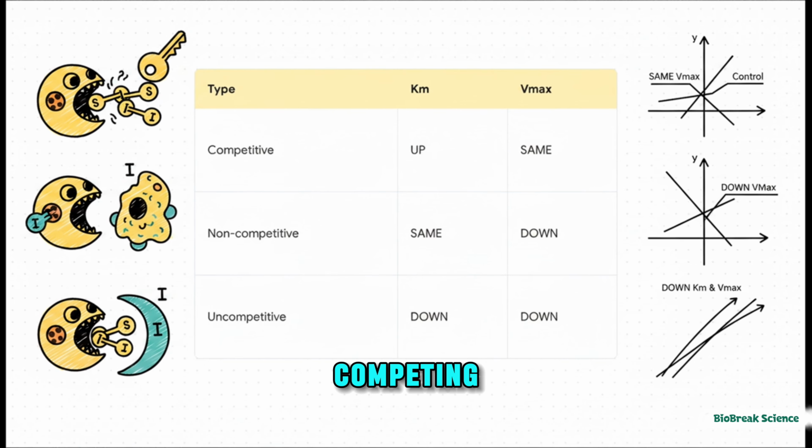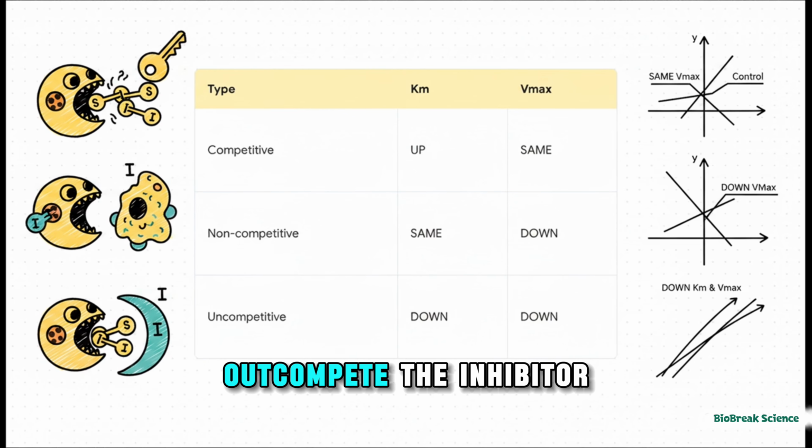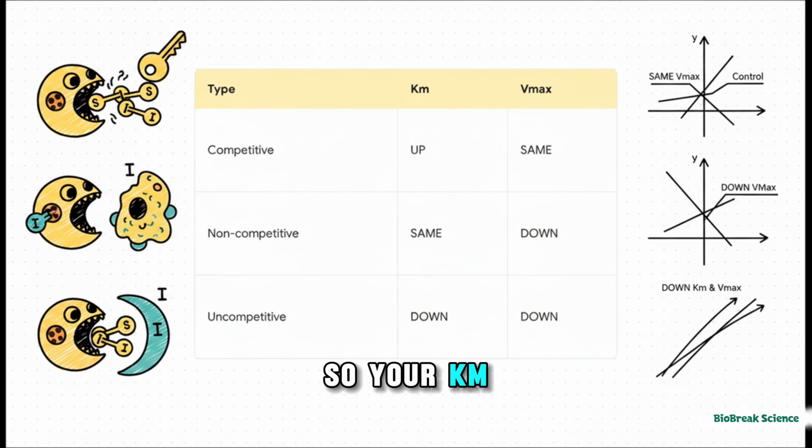Because they are competing, you need more substrate to eventually outcompete the inhibitor, so your Km goes up. But if you flood the system with enough substrate, you can eventually overwhelm the inhibitor and still reach your maximum speed, so Vmax stays the same.